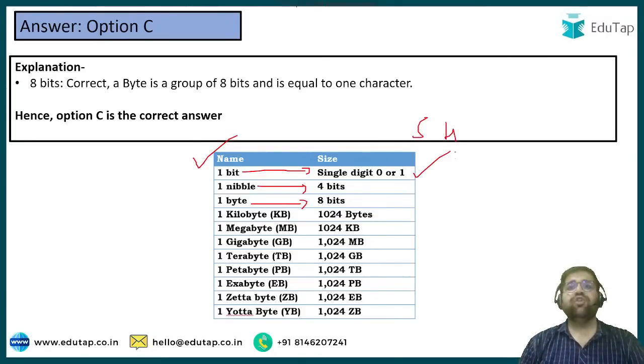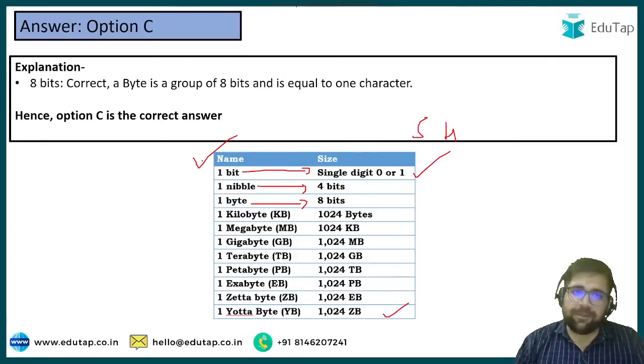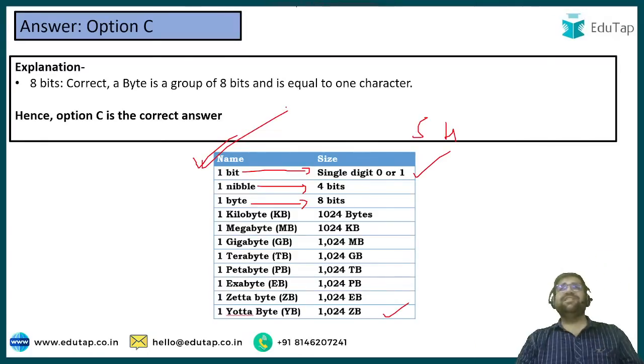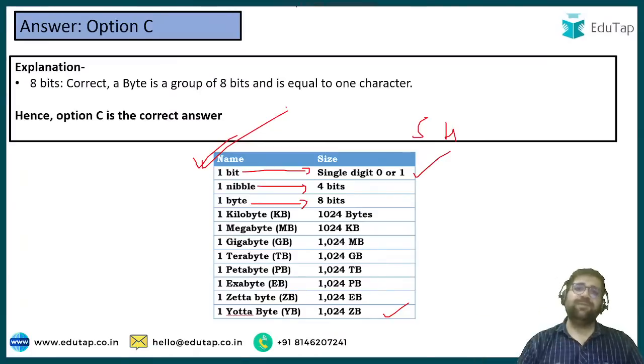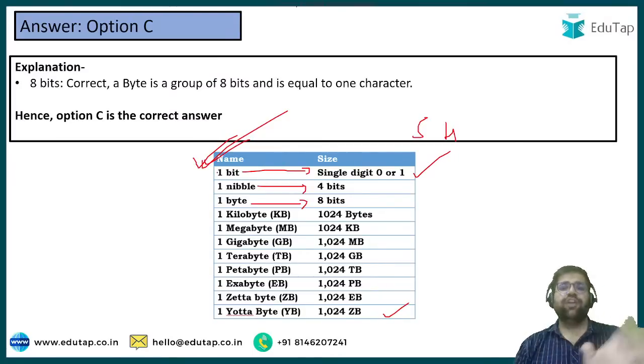What is the highest unit of memory? Your answer will be yottabyte. So please remember this particular chart. In some previous year questions, they have asked you directly that 1 GB is equal to what? It is a very basic term, that is 1024 megabytes. But this chart will definitely add to your knowledge, and you have to remember it because there is no other shortcut you can use.